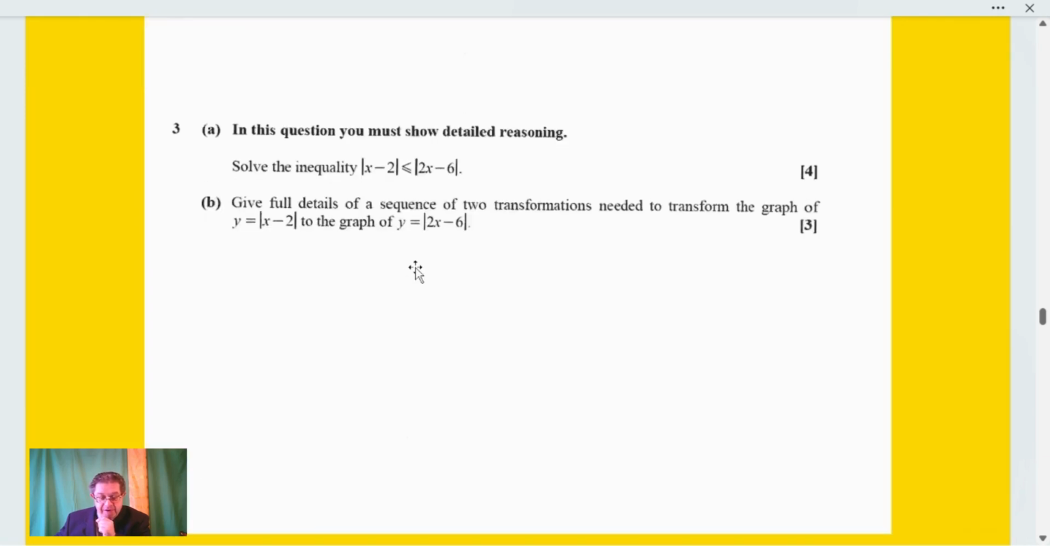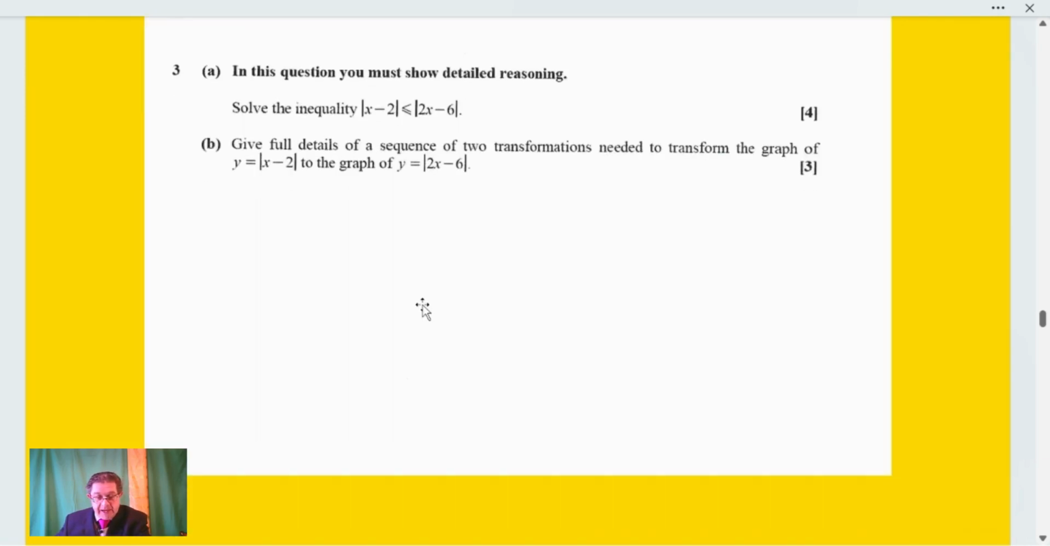The third and final question I'll go over is this one here. It says in this question, you must show detailed reasoning. For every examination board, there will be some questions where they will ask for detailed reasoning. They need to see all the steps. So if you solve this equation just by writing down the answers and got the correct answers, you should expect to get 0 marks. So solve the inequality.